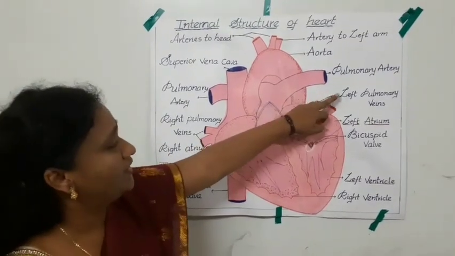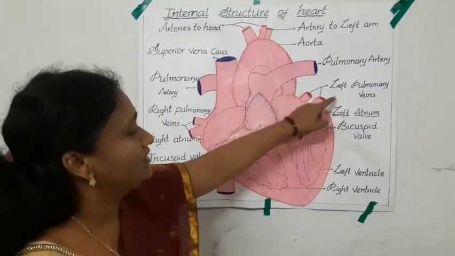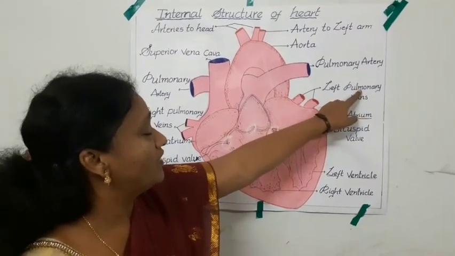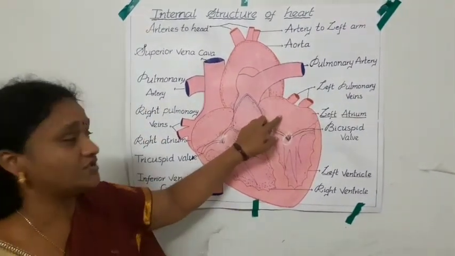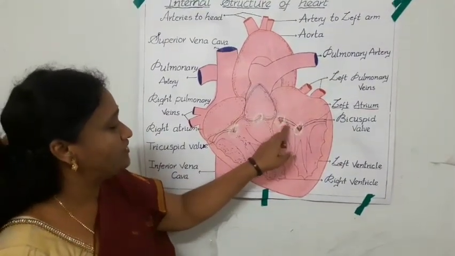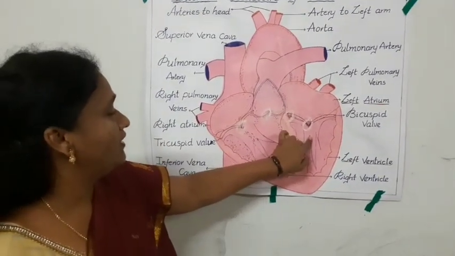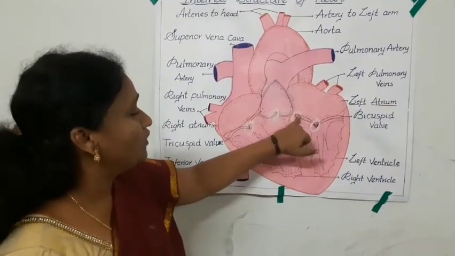Now when we go to the left auricle, the oxygenated blood is carried by the pulmonary vein from the lungs and keeps this oxygenated blood in the left auricle. From the left auricle, through the bicuspid valve, the blood comes to the left ventricle. From the left ventricle, the blood goes to the aortic valve.